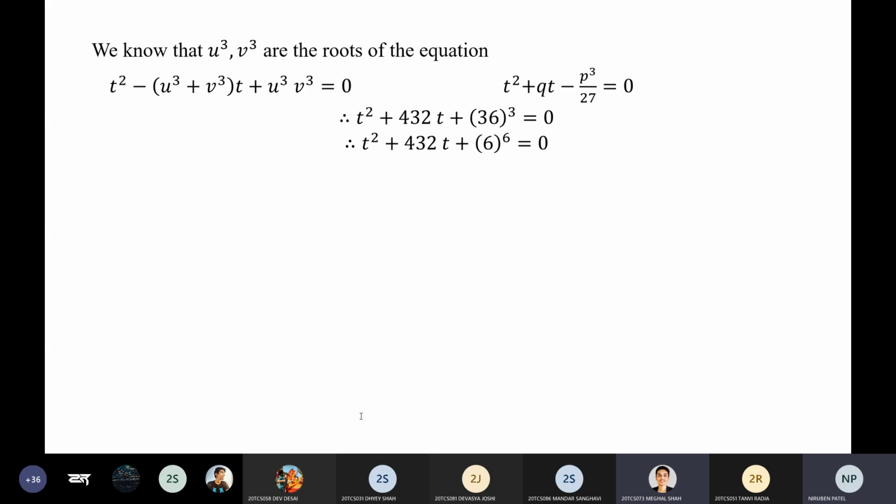Ma'am, could you please repeat this step and explain this? What beta? Could you please explain this previous step once again, after t square plus qt minus t raised to 3 by 27 equal to 0, from that?